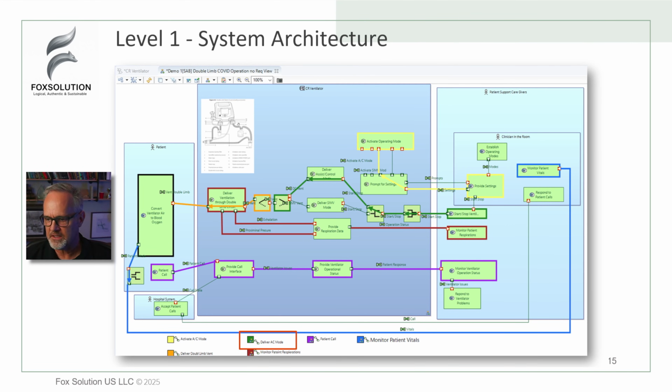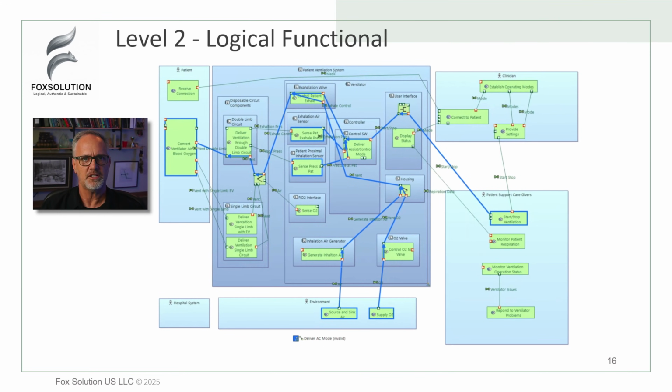Okay, so now we have this deliver AC mode. Deliver AC mode is part of delivering ventilation. So we're going to take this functional chain that is the green functional chain, and we're going to further decompose it. So now we're at the logical functional level, and we now get a whole bunch more detail. So the blue functional chain is delivering the AC mode, and now we have valves, we have sensors, we have double circuits, we have housings. And one of the things I kind of like to mention here as we go along, now we have a pretty good definition at the logical level.